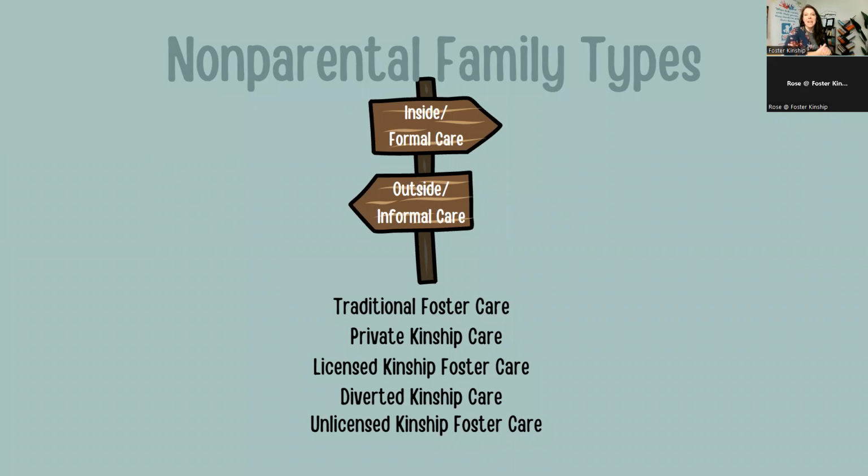And just take a minute and sort of decide amongst yourselves if you think that it's going to be on the side of inside or formal care, or outside and informal care. And I will give you about 30 seconds to just think through traditional foster care, private kinship care, licensed kinship foster care, diverted kinship care, and unlicensed kinship foster care, because we're going to explain how reunification looks in each of those types. So I'll give you a few minutes to think about it.